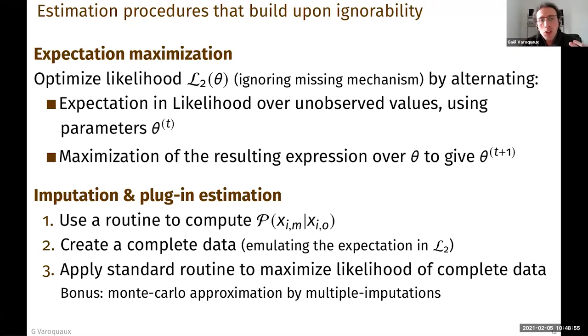So there's another approach, which is to use imputation, which is a routine that will compute the probability of the missing values given the observed. And then using this probability, we'll create a complete data, for instance, by imputing by the conditional expectation. And this enables us basically to emulate the expectation in the likelihood that ignores the missing mechanism. And then on this complete data, we can apply a standard routine from our favorite package to maximize the likelihood of complete data. And we can do slightly better by using multiple imputation in step two, which is basically sampling plausible imputations in the conditional probability rather than taking only one value such as an expectation.